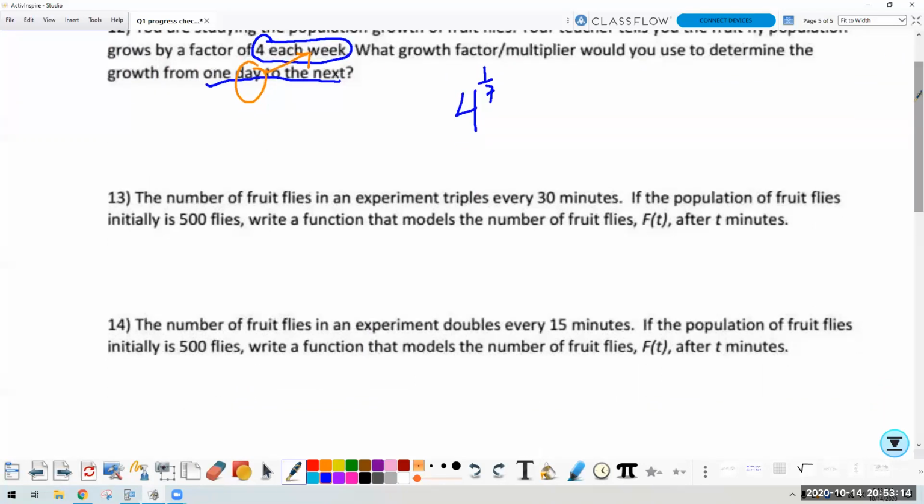Okay, the number of fruit flies in the experiment now triples every 30 minutes. If the fruit flies initially is 500, now we're going to write a function that models the number of fruit flies after t minutes. Okay, so f of t is the initial value, the multiplier, but now instead of just being to the t, because it's every 30 minutes, I'm going to have t over 30.